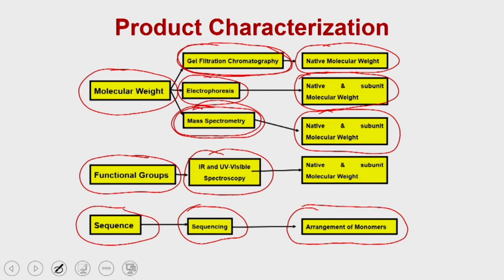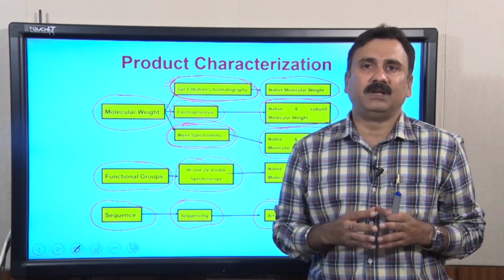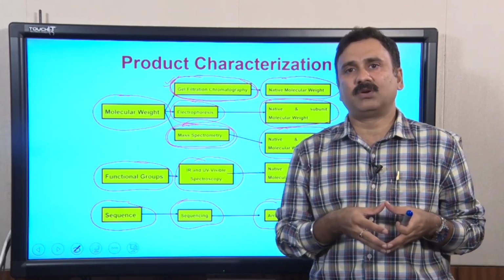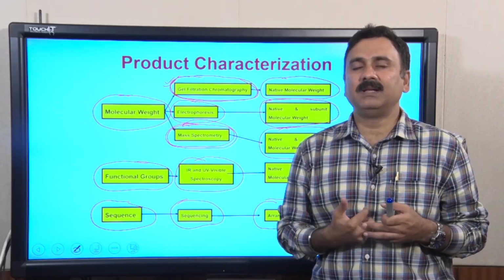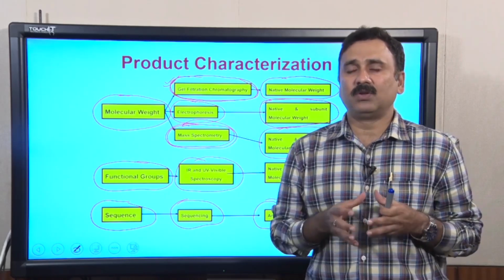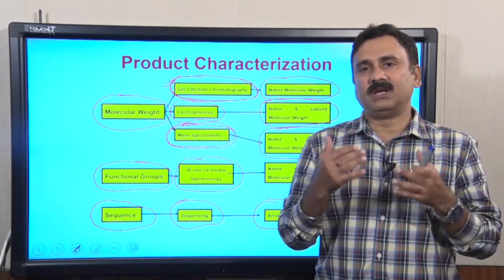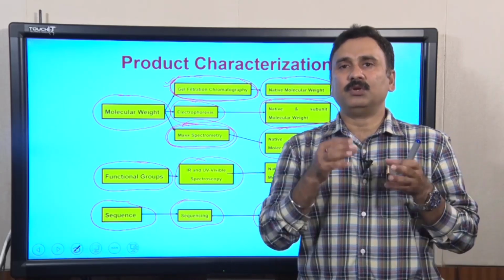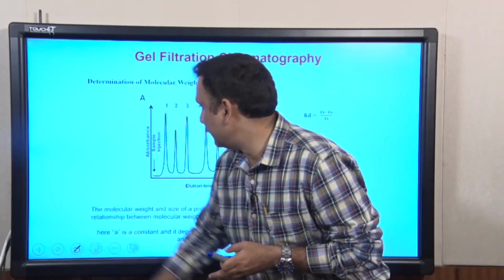So, let us start with the first technique, that is gel filtration chromatography. If you remember, we have already discussed in detail how gel filtration chromatography allows you to purify substances and what the basic principle of chromatography is. So, we are not going to discuss all those details now. What we are going to discuss is how gel filtration chromatography can be used to determine the molecular weight of the purified substances.